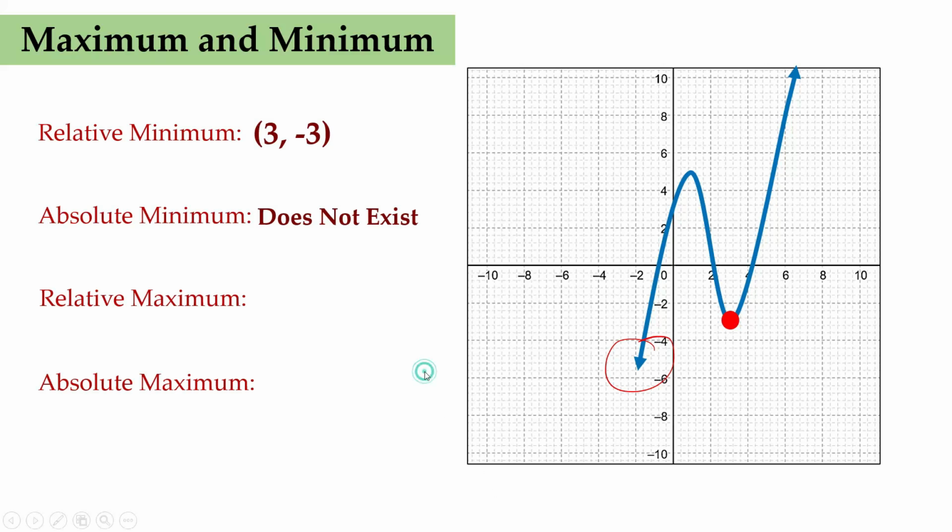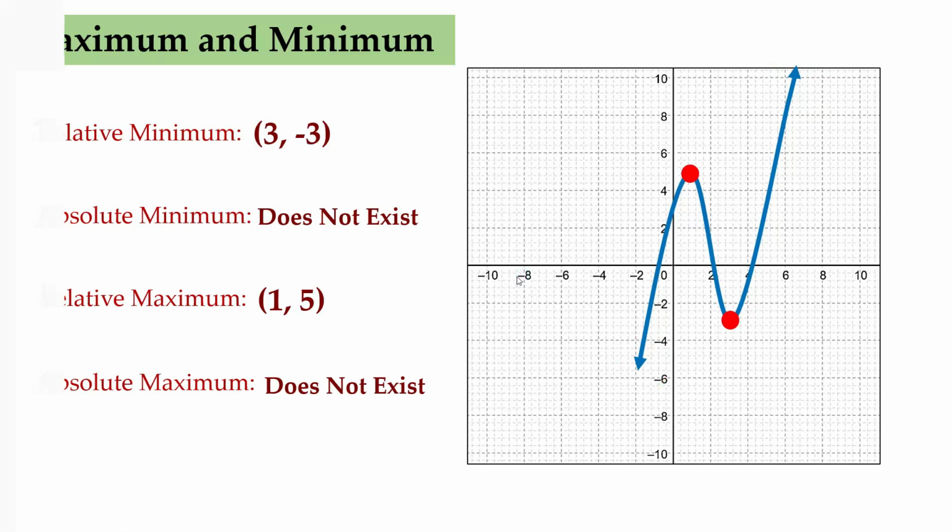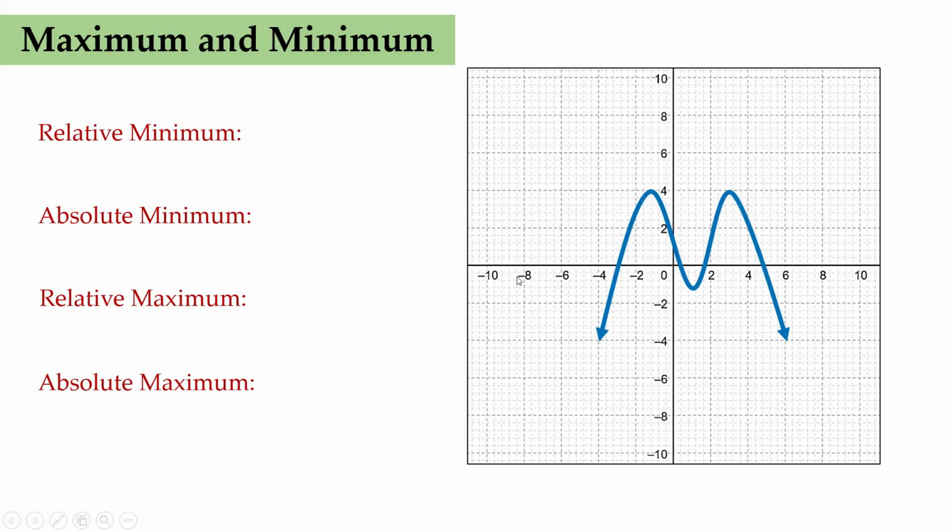Relative maximum is at 1 and 5. And similarly, just like absolute minimum, we don't have an absolute maximum. It does not exist. Again, that arrow extends indefinitely upward. We will never be able to identify the exact highest y value. Okay, let's go to the last example. Again, 10 seconds for this.